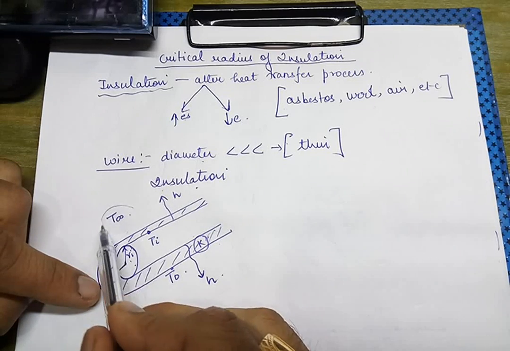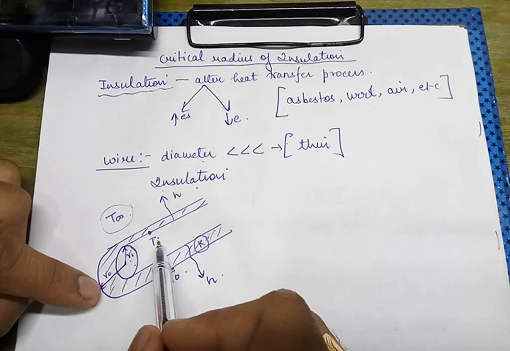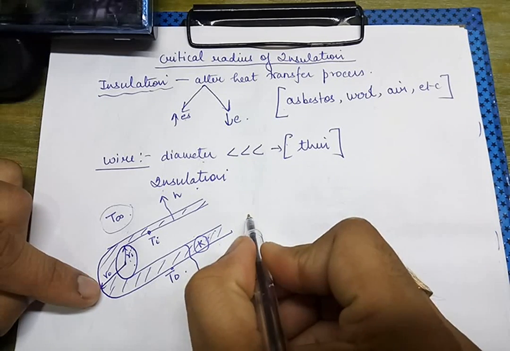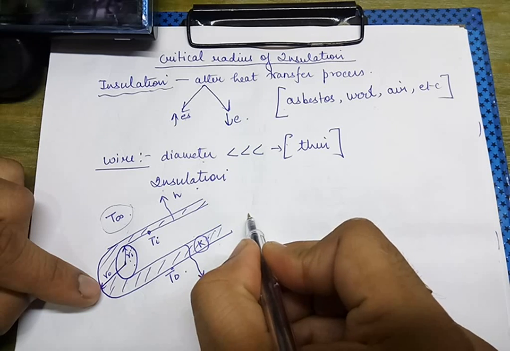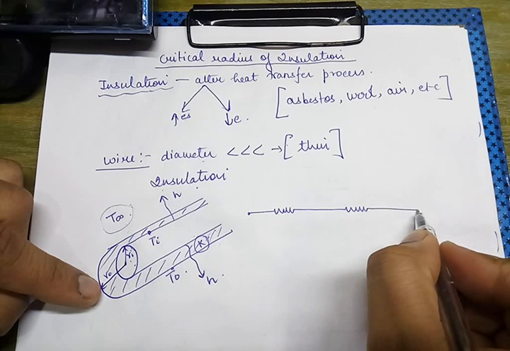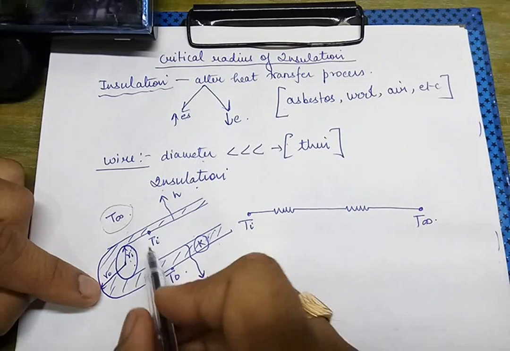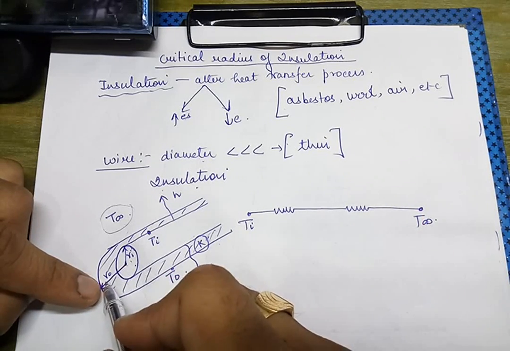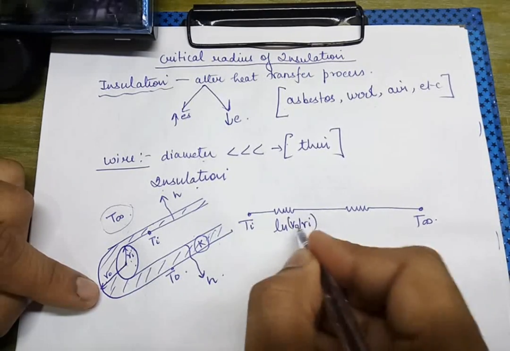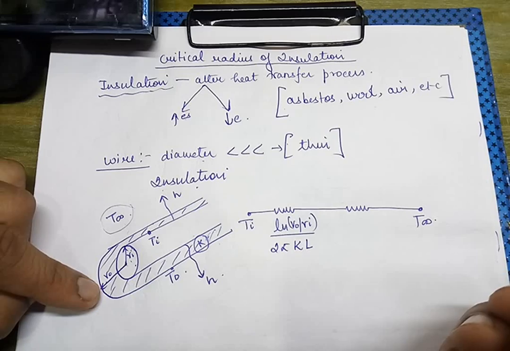The temperature of the ambient surrounding or the atmosphere is T infinity, and the temperature of the inside surface of the pipe is Ti. Now, this is a cylindrical system, and if we wish to draw the circuit diagram for resistance and heat transfer, then this is temperature Ti, this is temperature T infinity. Between Ti and T infinity we have the thermal conduction resistance for the cylinder, that will be ln(R0/Ri) upon 2 pi KL, where L is the length of the cylinder.